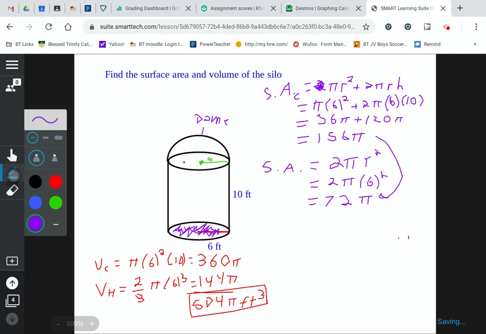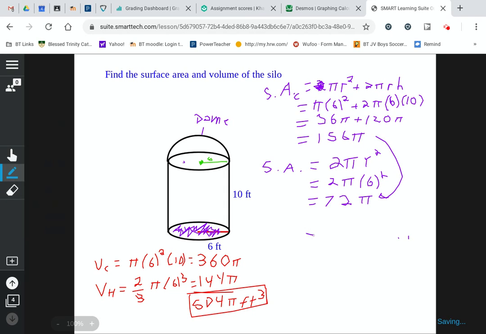All right, so 228. Let's see if we can write it right. 228 pi. See if I can box it in this time. All right, this time it follows me.